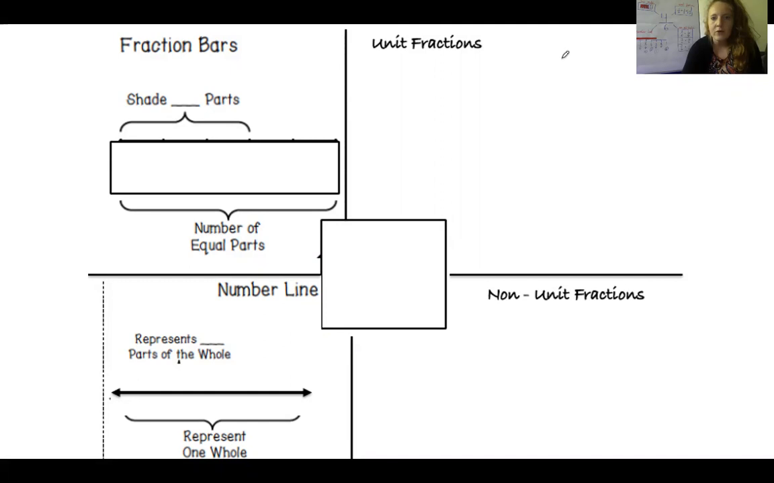Remember, we need to put the greater number as the denominator. So which number needs to be my denominator? 10. So I'm going to write that right here in the middle square. So 10. I'm going to put my vinculum, and now I'm going to put my other number as my numerator. So the 7. So I will have 7/10.